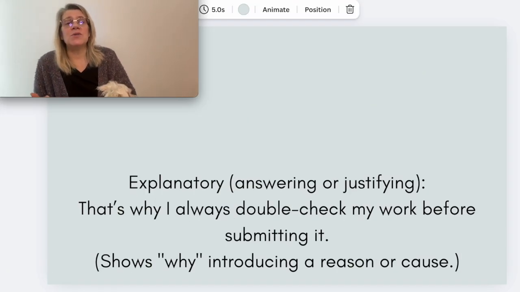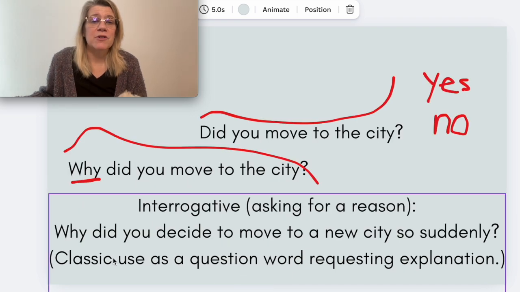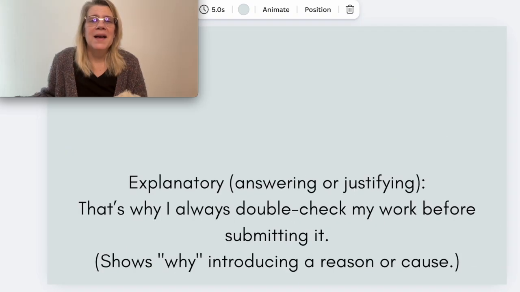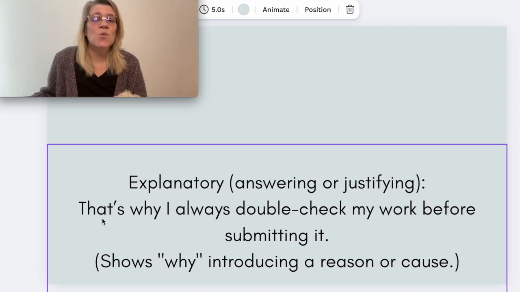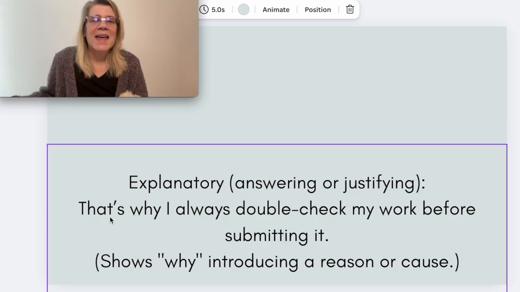We can use it to explain something. Now, let's go back to the question for a minute. When I say, why did you decide to move to the city so suddenly? Here, I still have the verb before I have my subject because I'm asking a question. But if I say, that's why I always double check my work before submitting it, now this why is acting like a noun. It's a pronoun. That is why. That is the reason.